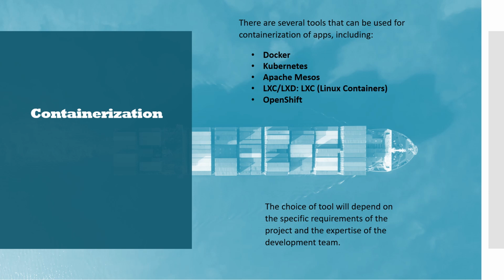Kubernetes is an open-source container orchestration platform that automates the deployment, scaling, and management. It provides a powerful API for managing containers and allows developers to easily deploy, manage, and scale applications. Apache Mesos is a distributed system kernel that abstracts CPU, memory, storage, and other resources away from machines and makes them available as a virtual resource pool. It can be used for container orchestration and management.